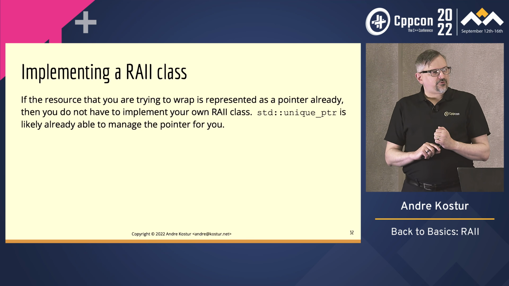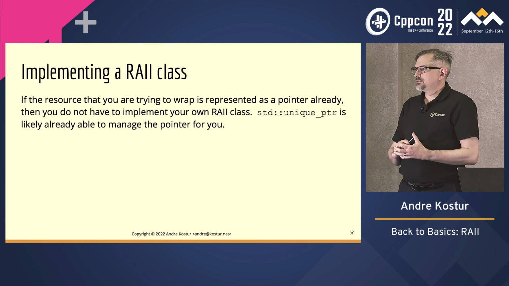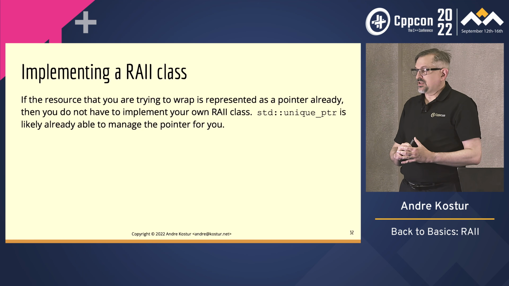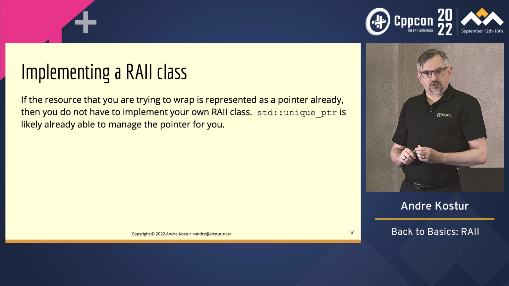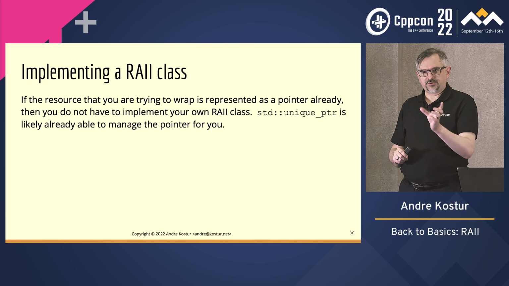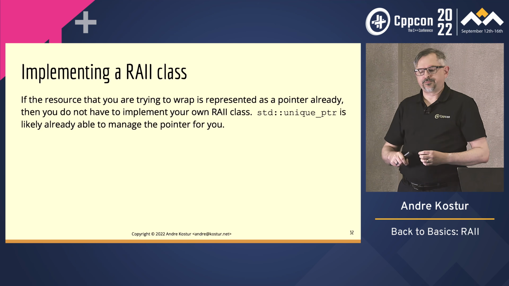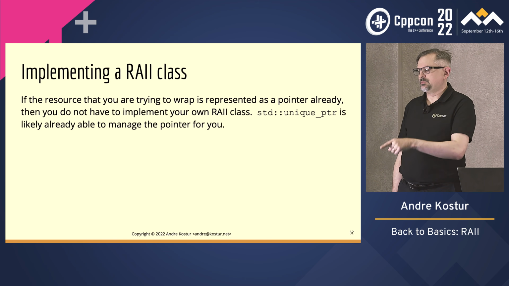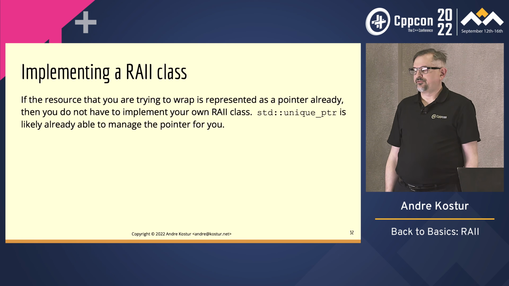So what happens if you have a resource that you want to manage, but the standard library doesn't know how to do it? If the thing you are trying to manage is already a pointer, the one that likes to pop into my mind, POSIX files. Right? It's a FILE star. fopen returns you a pointer. If it's already a pointer, then you could use unique_ptr to manage the pointer for you.